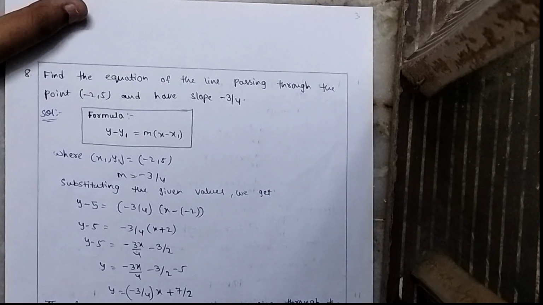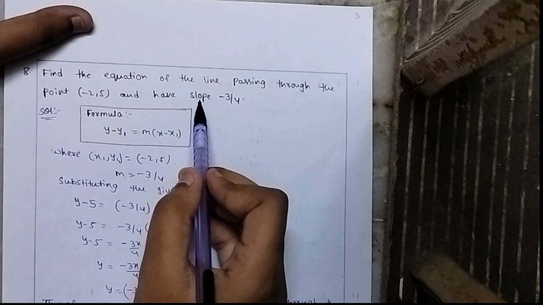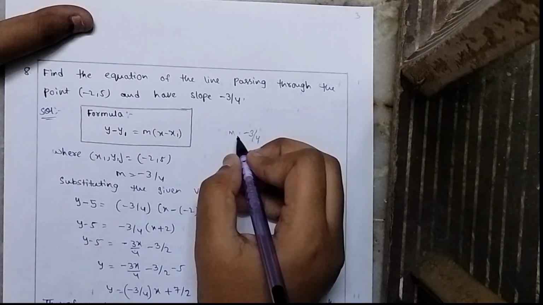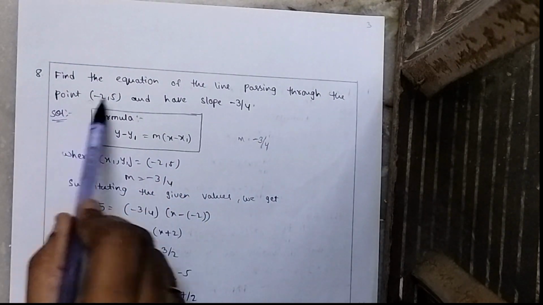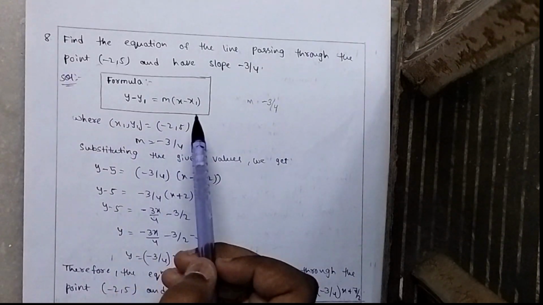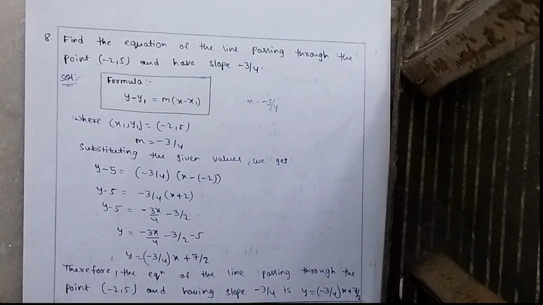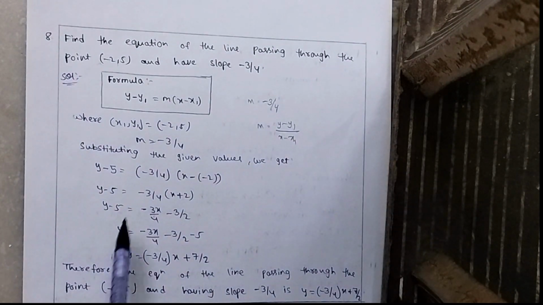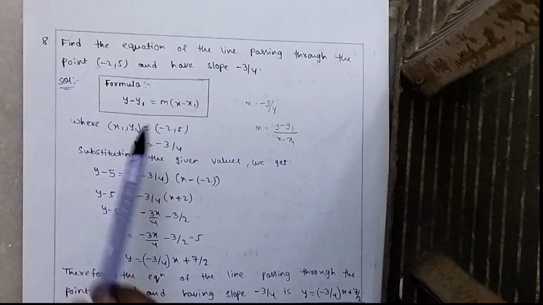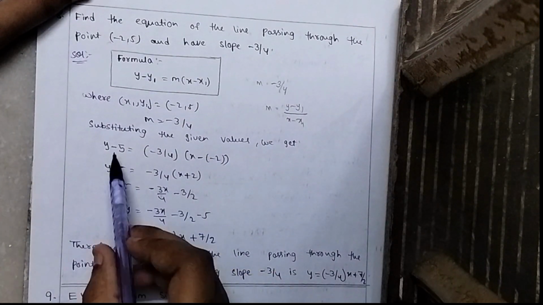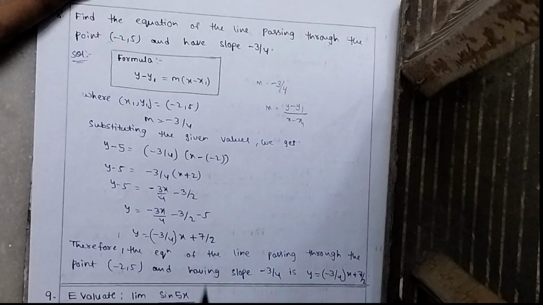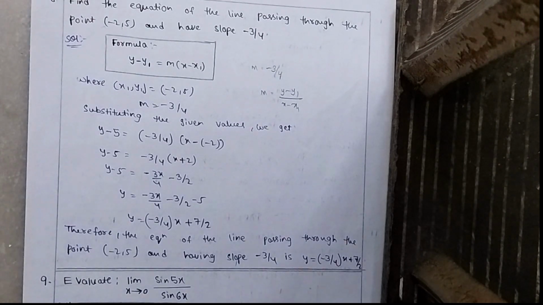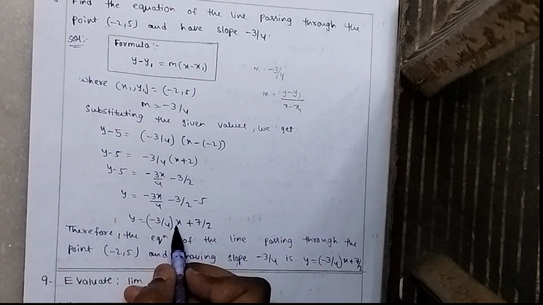Next one. Find the equation of the line passing through the point (minus 2, 5) and having slope minus 3 by 4. Slope is represented by m, which is minus 3 by 4. So x1, y1 are minus 2, 5. We know the formula that y minus y1 equals m into (x minus x1). That means m equals (y minus y1) by (x minus x1). Substituting the values of x1, y1 and m, we get the value of y in terms of x. So this is the equation of the line passing through the given point with the given slope. That tends to y equals minus 3 by 4 x plus 7 by 2.